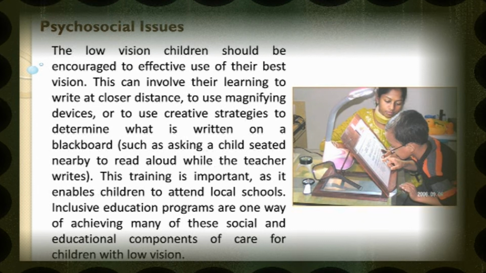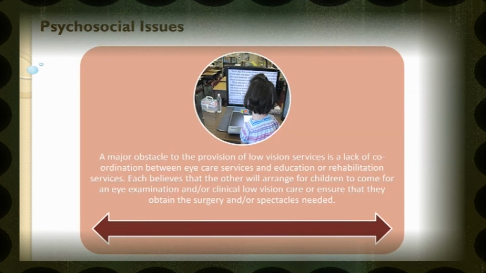Inclusive education programs are one way of achieving many of these social and educational components of care for children with low vision. A major obstacle to the provision of low vision services is a lack of coordination between eye care services and education or rehabilitation services. Each believes that the other will arrange for children to come for an eye examination and/or clinical low vision care, or ensure that they obtain the surgery and/or spectacles needed.